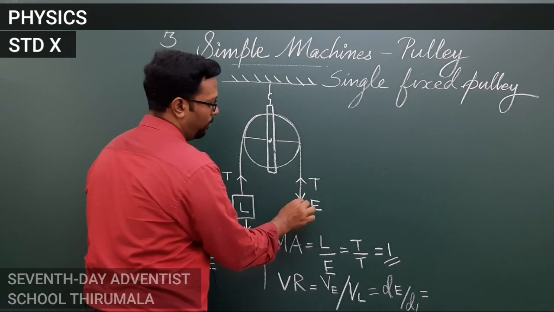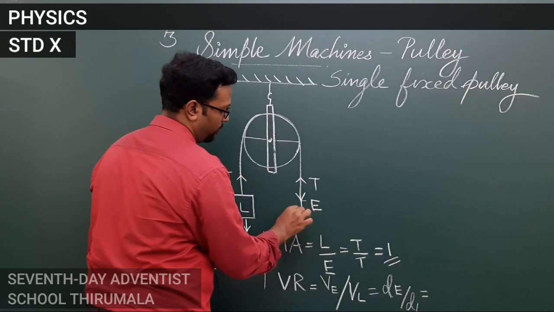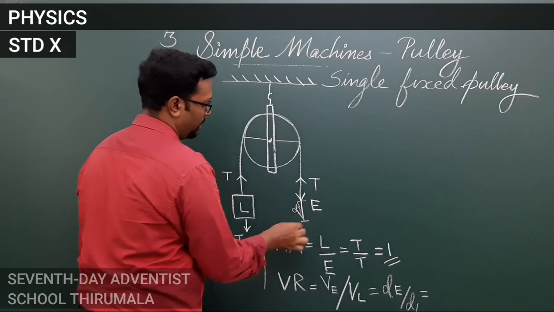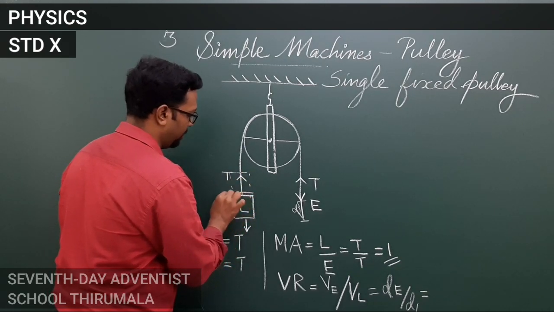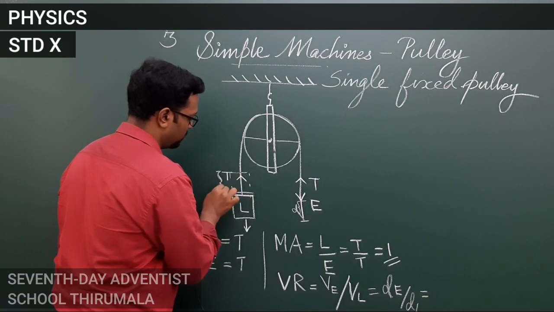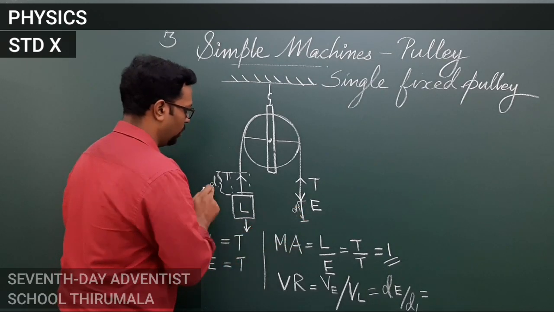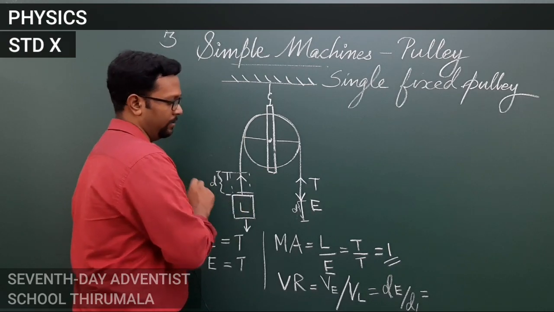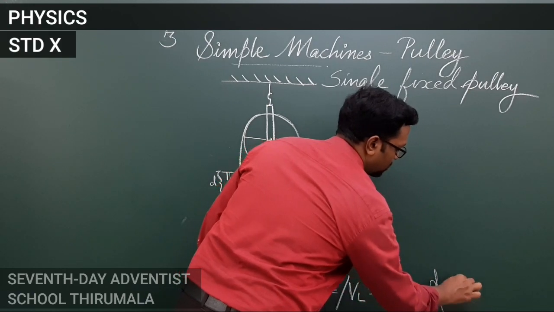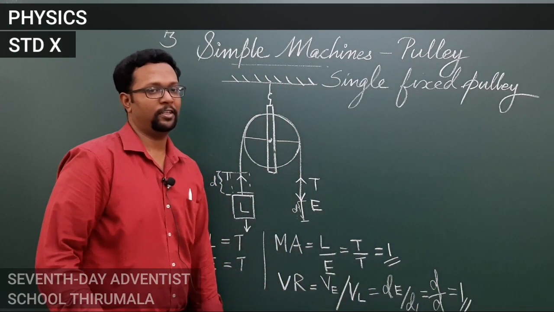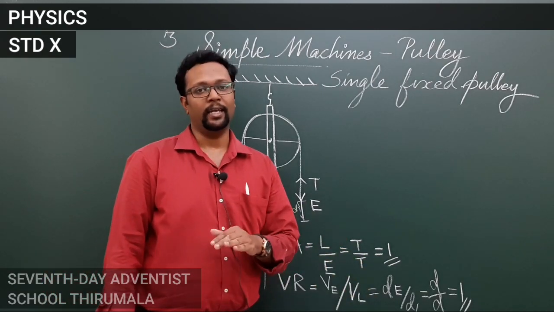So consider if I am pulling this end of the rope to a small distance of d, the load will also be shifted to the same distance. The tip of the load will move from here to here. So if effort moves downwards a distance of d, the load will also move upward a distance of d. So that means distance travelled by effort divided by distance travelled by load will be the same. So velocity ratio is also equal to 1. Velocity ratio of a single fixed pulley is also equal to 1. So there is no gain in speed.